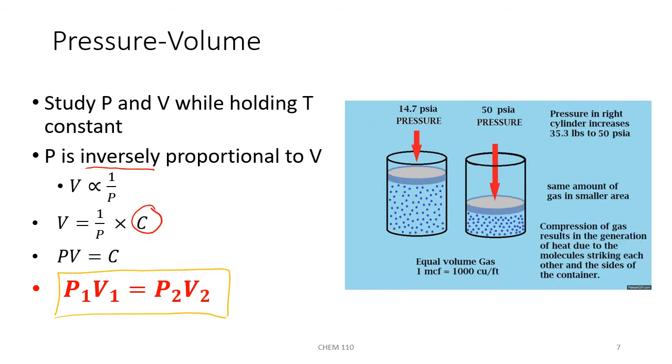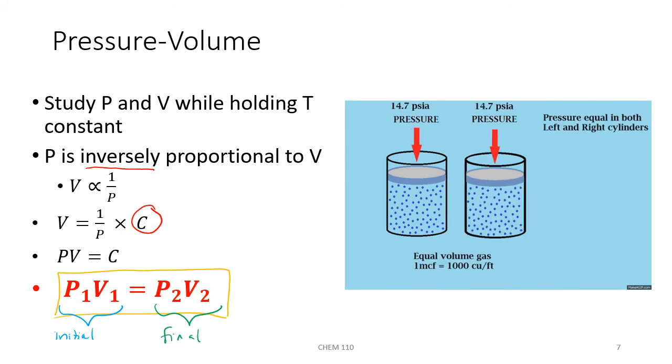So we could think about P1 and V1 as being some initial state and P2V2 as being some final state. And if we know three of the variables, we could solve for the missing fourth variable. And remember, we're holding temperature constant throughout this, and we're holding the number of moles constant. So we're just looking at how pressure affects volume, or volume changes affect pressure. This is known as Boyle's law.